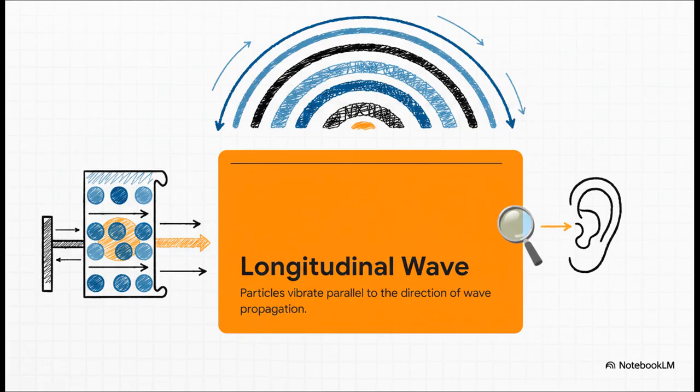And that second example, the piston pushing the air, that shows us a longitudinal wave. In this case, the particles are jiggling back and forth, parallel to the direction the wave is moving. This is exactly how sound works. It's just a bunch of compressions in the air hitting your eardrum.